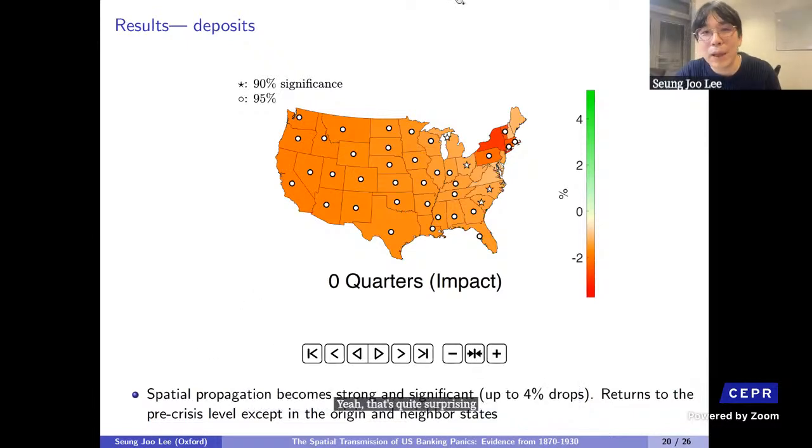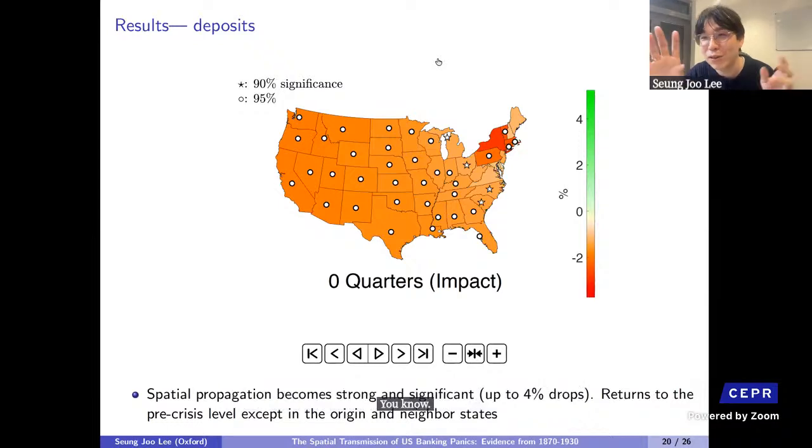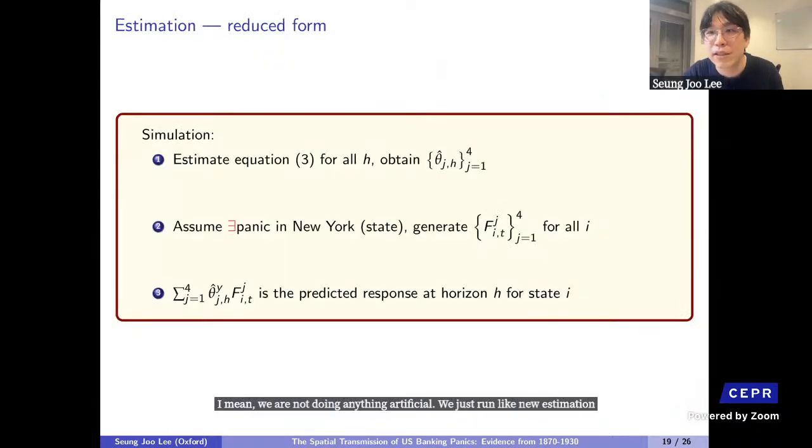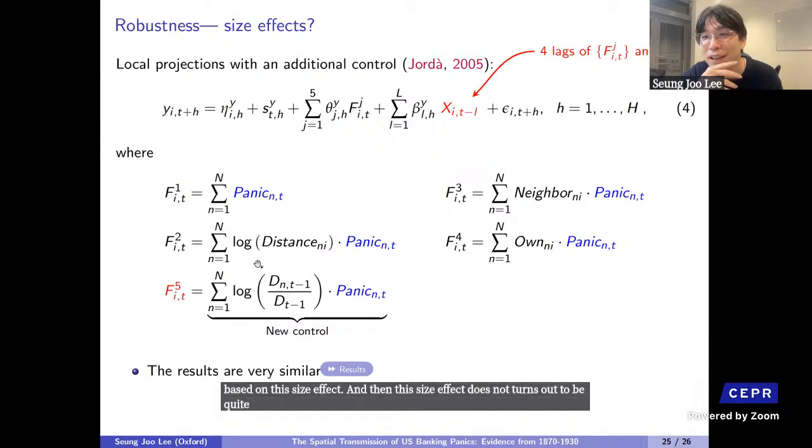In the current draft we just present that result as a robustness check for this benchmark result, but I realized recently that it is quite surprising. We are not doing anything artificial. We just run a new estimation based on this size effect, and this size effect turns out to be quite weak.